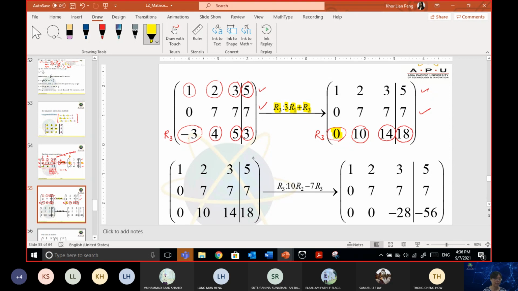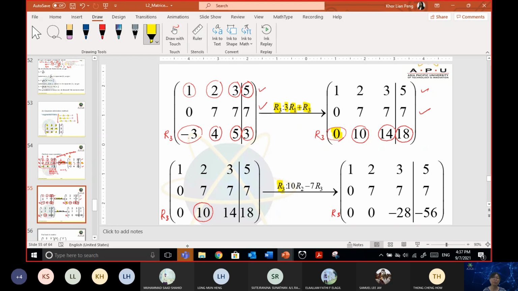Done. Can you understand before I proceed? Yes, miss. Okay, thank you. So what is next? The next is we need to make this a 0. When we want to make this a 0, again we will involve the row operation on the third row. That's why here is R3.